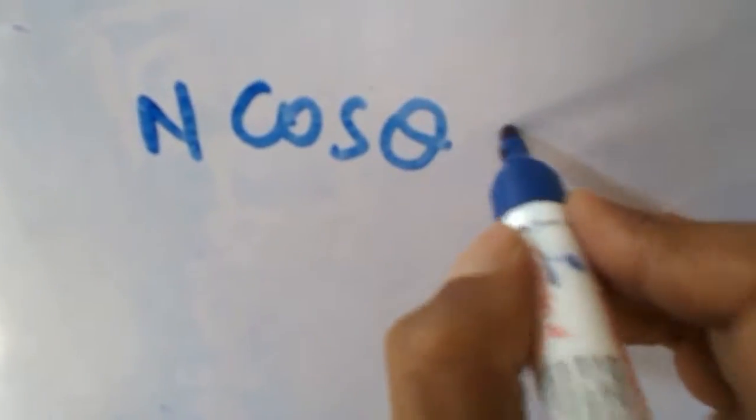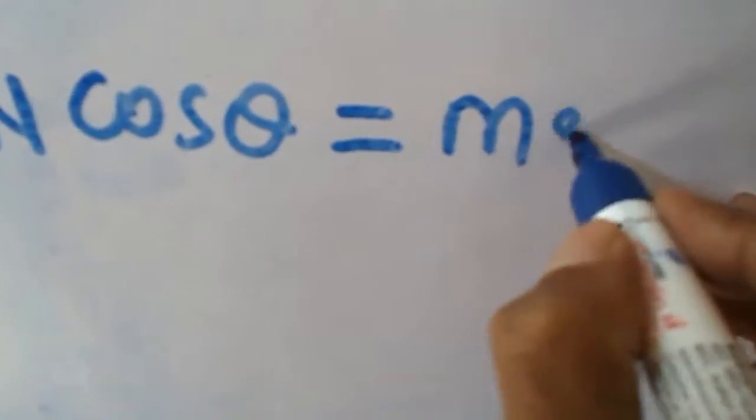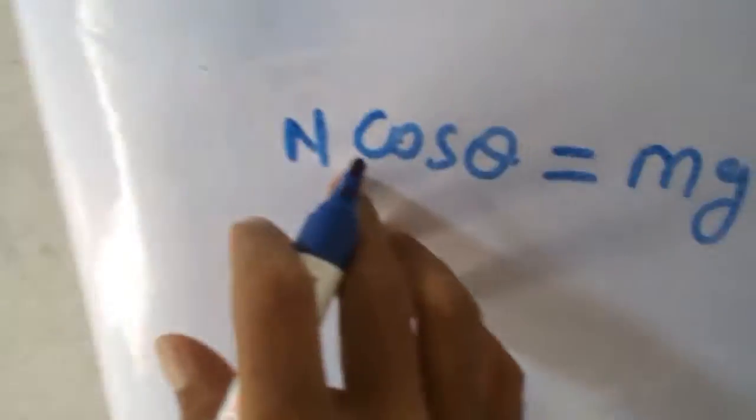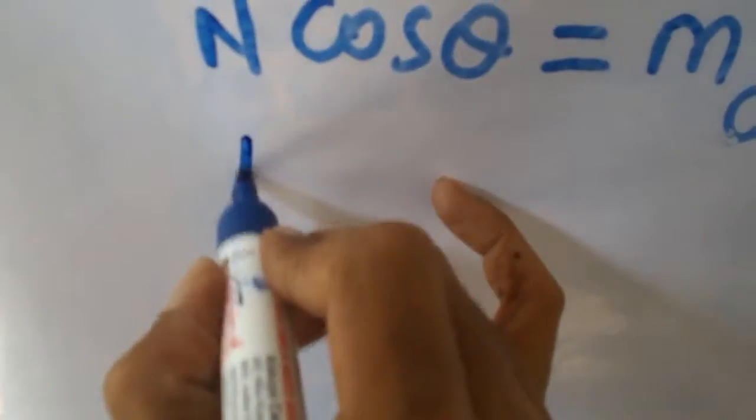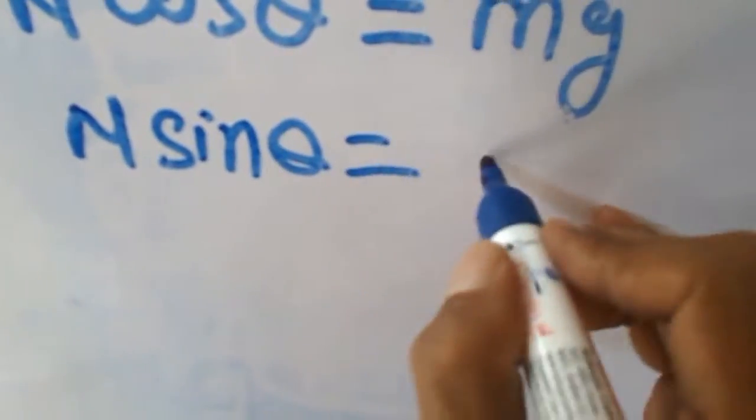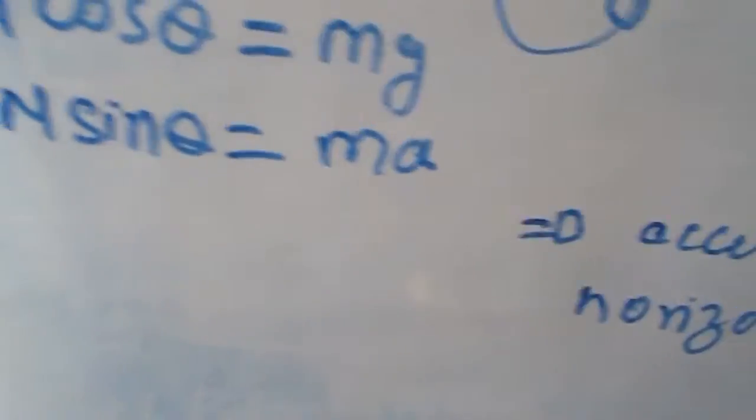So what can I write? N cos theta is equal to mg, because there is no acceleration along the vertical axis. So N cos theta should be mg, and N sin theta should be ma. Okay guys, so find the a.